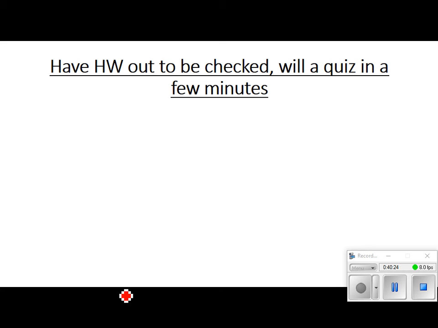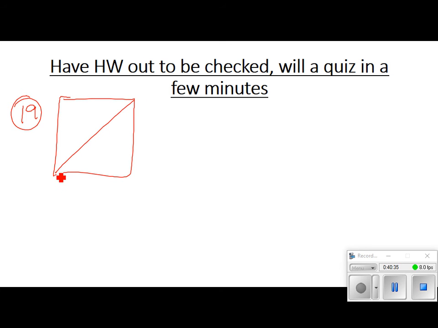Maybe one more after this one, then we'll turn these in. On 19, what kind of shape did you start off with? Square. As soon as you draw a diagonal in a square, what kind of triangles are there? 45-45-90.